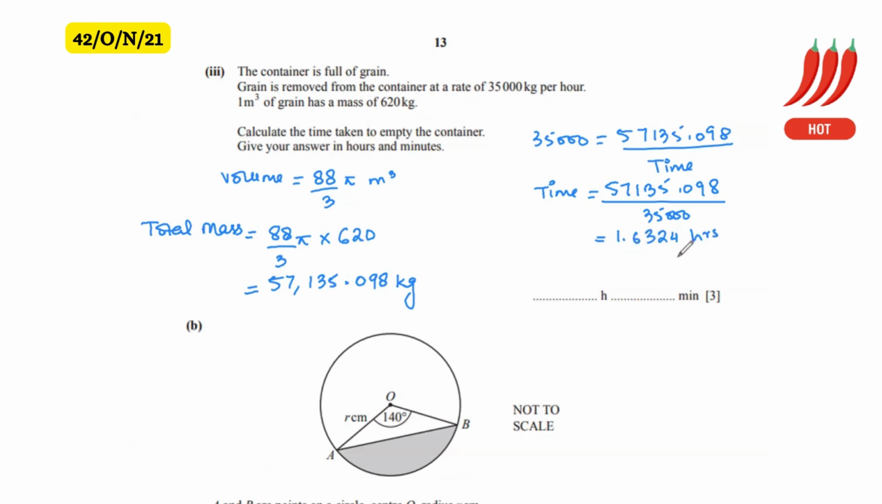They want the time in hours and minutes. So for the numbers after the decimal, 0.6324 gets multiplied by 60 to convert it into minutes. 0.6324 times 60 is approximately 37.94. So we round that to 38. So that's 1 hour and 38 minutes. So remember, you multiply the 0.6324 by 60 to convert into minutes, and the number before the decimal, that's your hours.